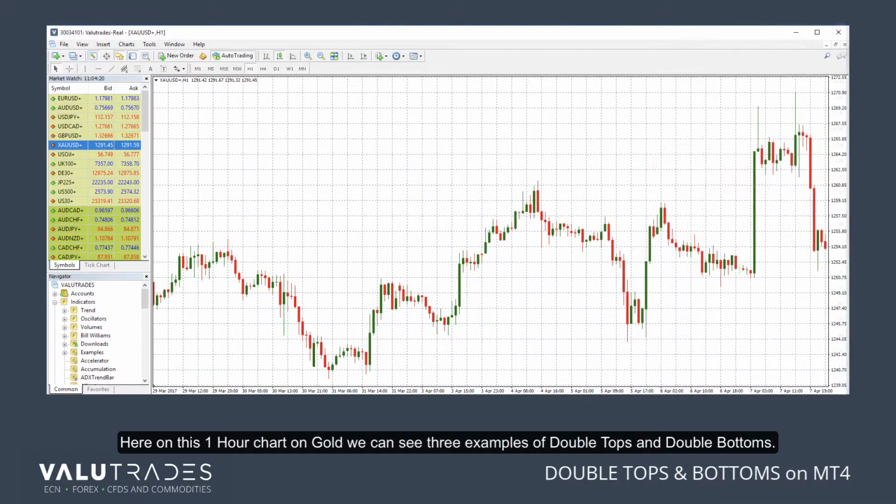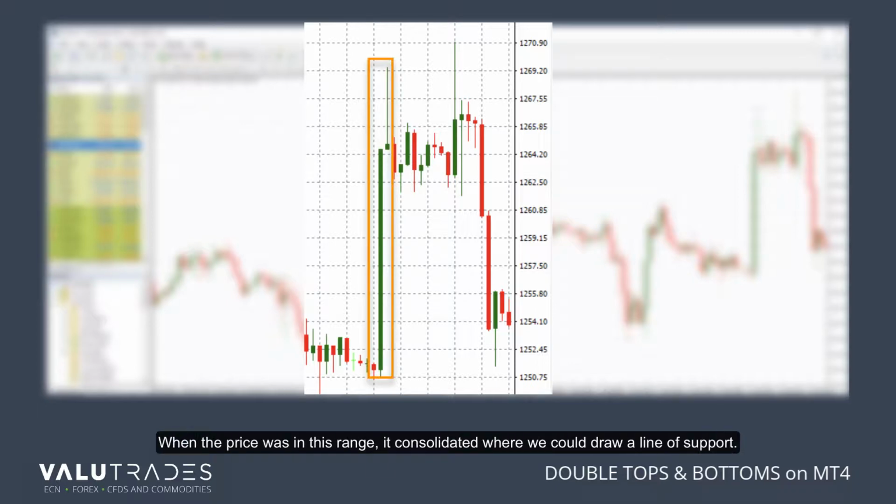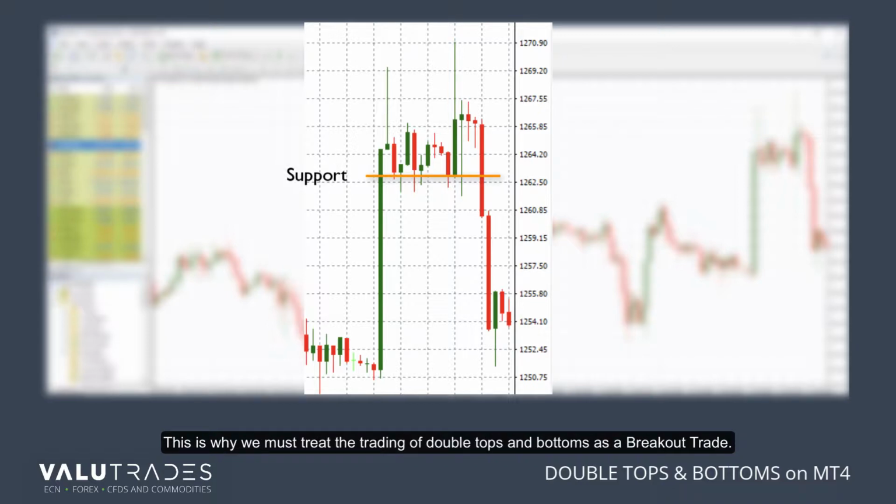Here on this 1-hour chart on gold, we can see 3 examples of double tops and double bottoms. In this case, a geopolitical event caused the price of gold to rise quite quickly. When the price was in this range, it consolidated where we could draw a line of support. This is why we must treat the trading of double tops and bottoms as a breakout trade. We don't want to enter until price penetrates support, or the neckline as we call it.